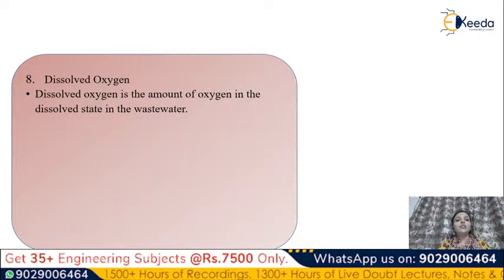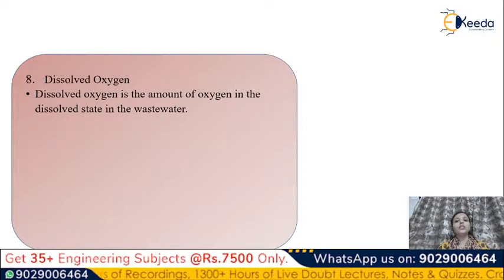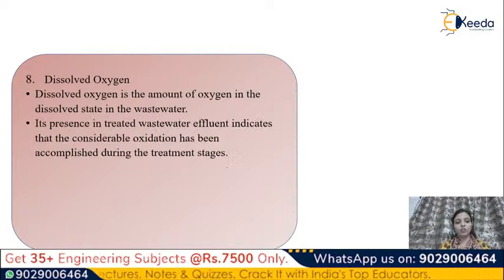The next parameter is dissolved oxygen. Dissolved oxygen is a very important term which shows the freshness of sewage. Dissolved oxygen is the amount of oxygen in the dissolved state in the wastewater.